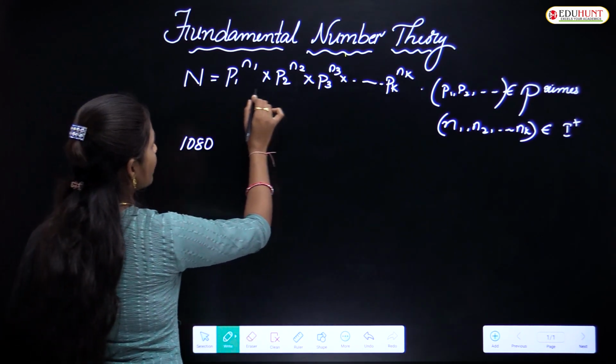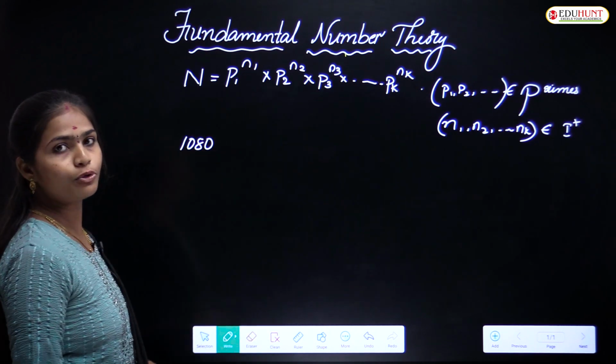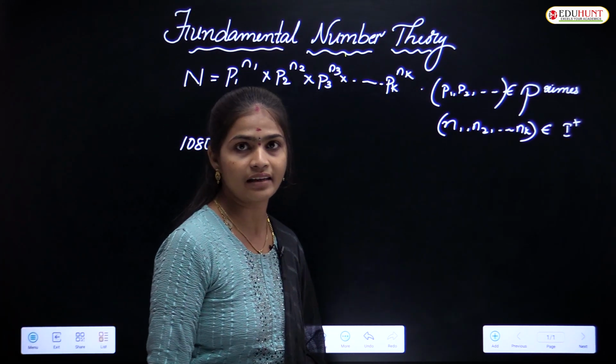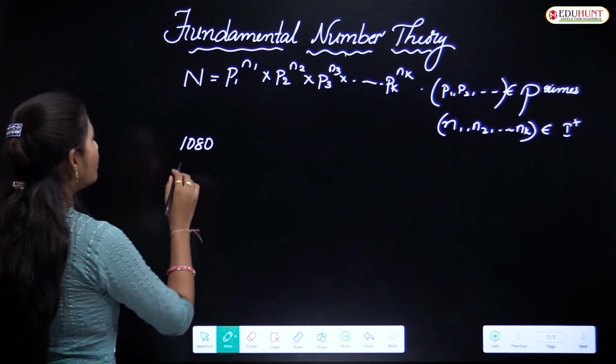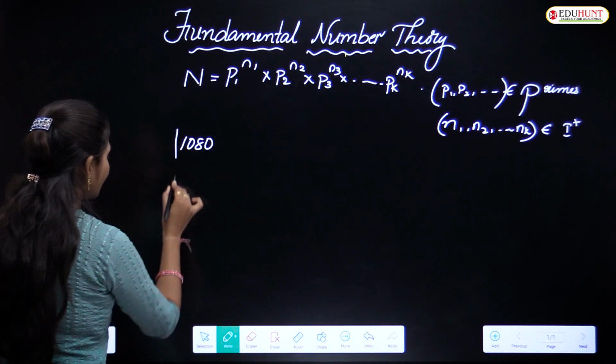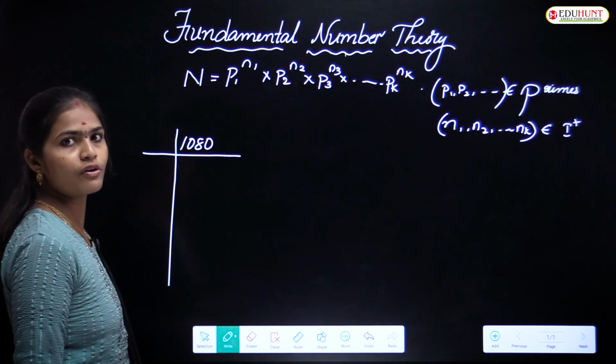How to express this in the form of p1 power n1 into p2 power n2 into and so on up to pk power nk? How to represent this? Before representing that, we have to take the prime factorization of the number.